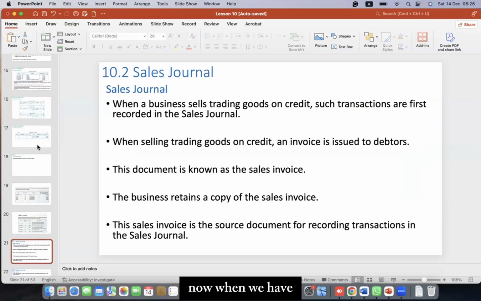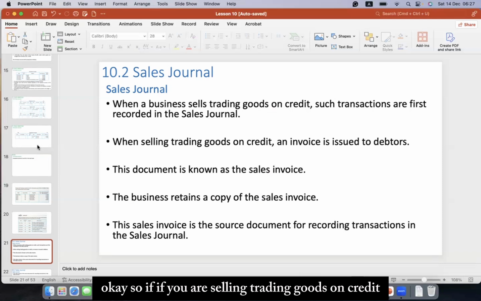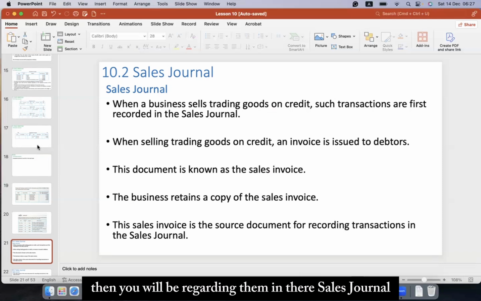Now, when we buy on credit for resale, similarly, businesses have tradable goods, goods that are bought for trading purposes, trading goods that they sell on credit. Okay. So if you are selling trading goods on credit, then you will be recording them in the sales journal.